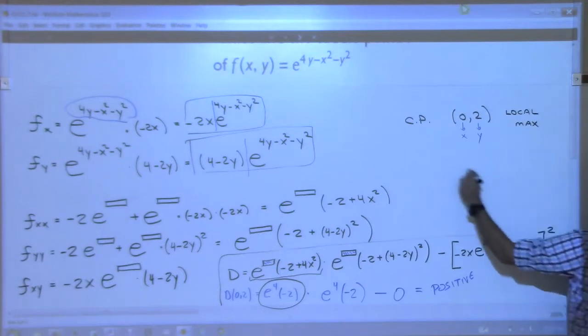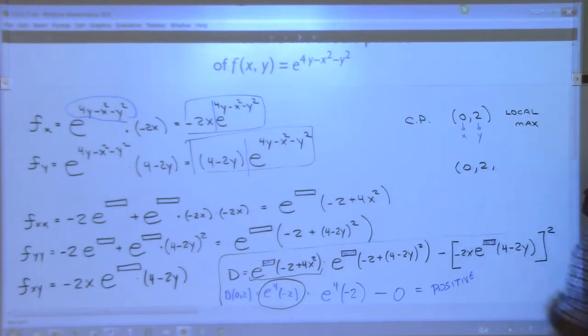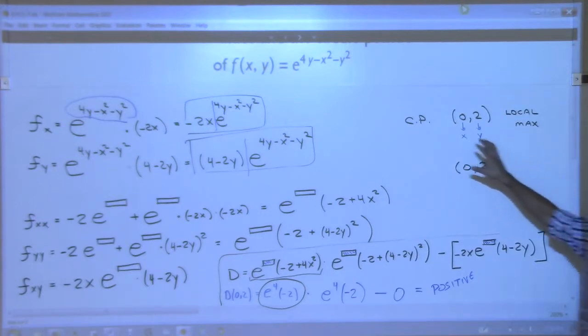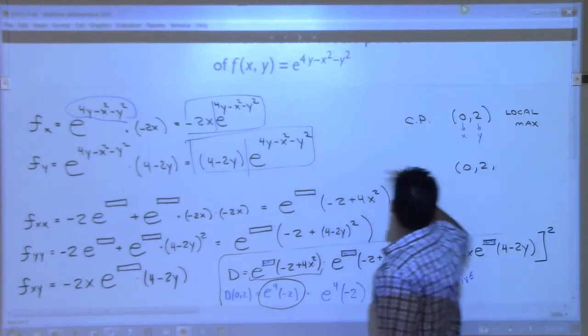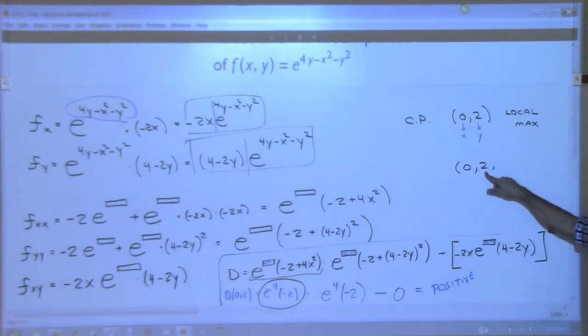And since it's a local max, I'm actually going to find out what the point is exactly. So I'm going to go back to the original function, which is right here. And I'm going to replace x with 0 and y with 2. And when we do that in the original one, we get e to the 4th.